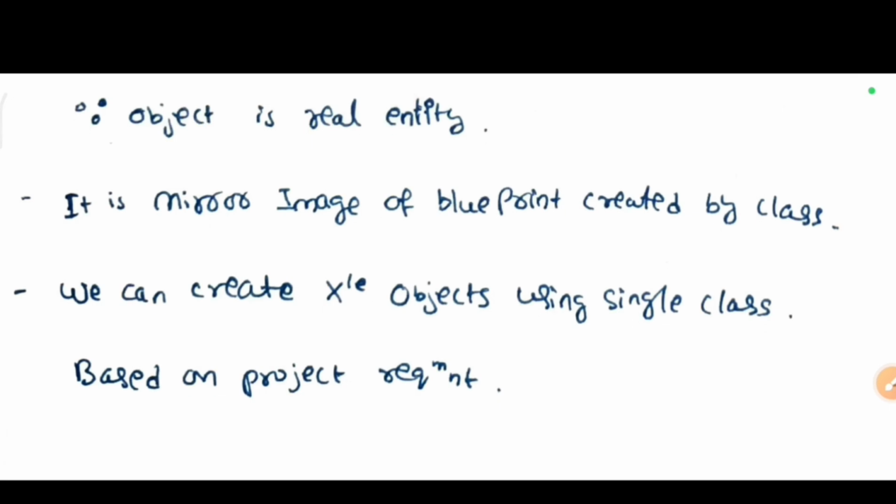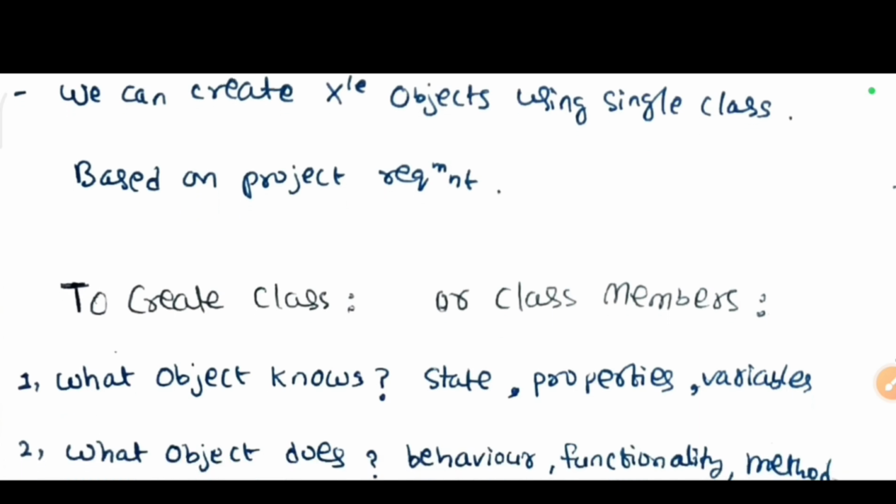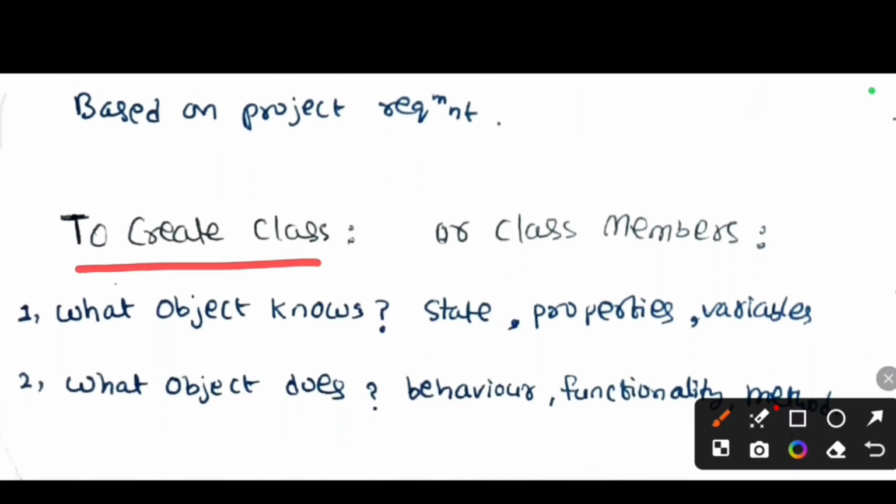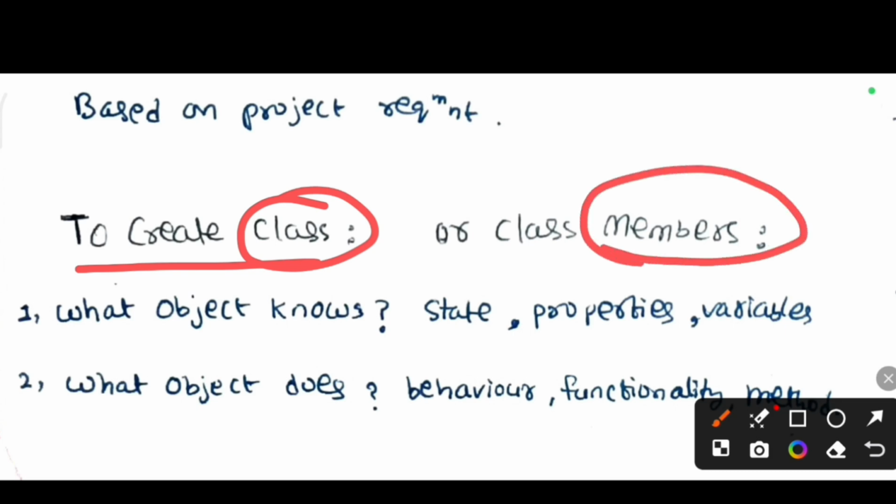Before creating a class, there are some things we need to keep in mind. Those things are given by the Java developers. To create a class, we need some tools. Before constructing anything we need some tools, right? Here the tools we call members. So we need class members, nothing but the class tools. Those class members are the values and the functionality.